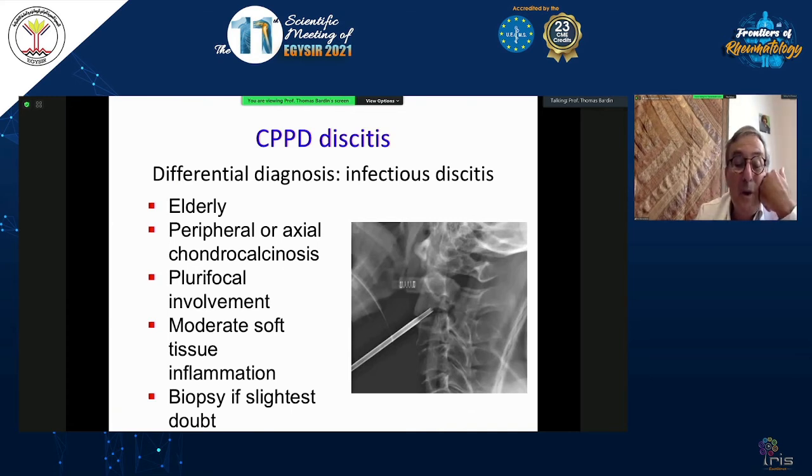But in many cases, we kept some doubt with a septic arthritis, and in these cases, we performed transcutaneous disc biopsy, which did not show any microorganism, except in one patient who had tuberculosis, and we were very happy not to have missed the biopsy. So please perform the biopsy if you have the slightest doubt with infectious discitis.